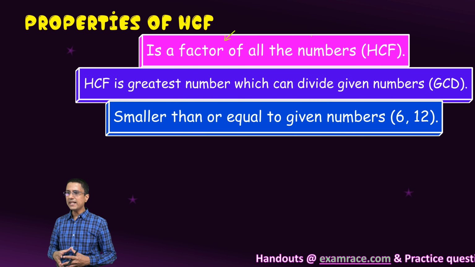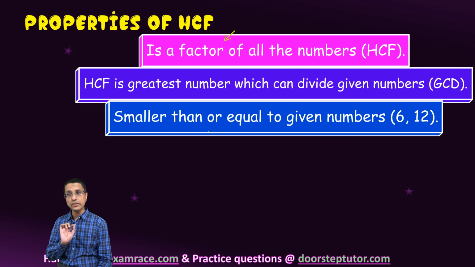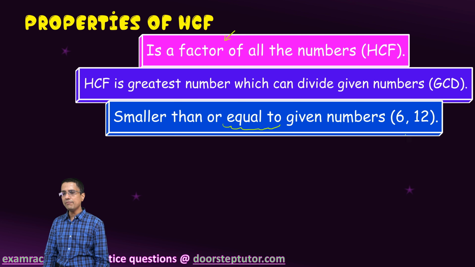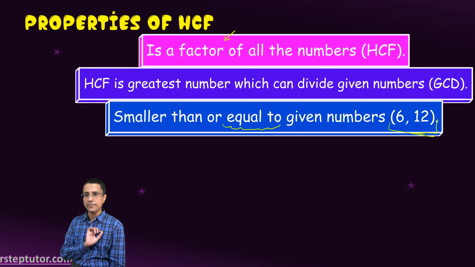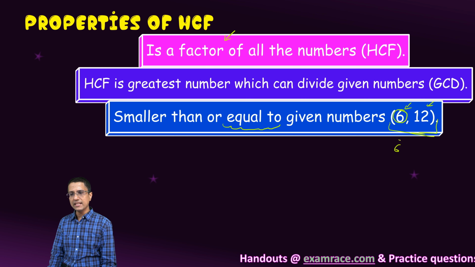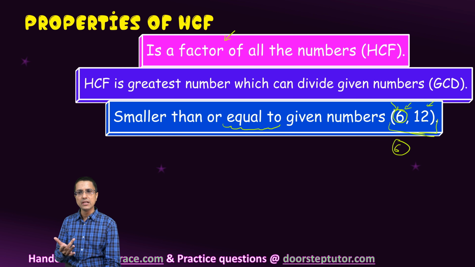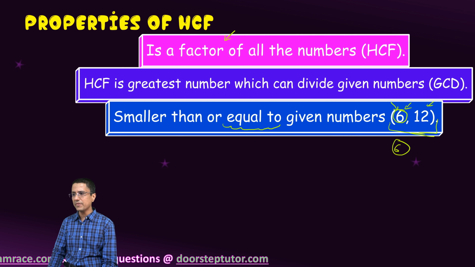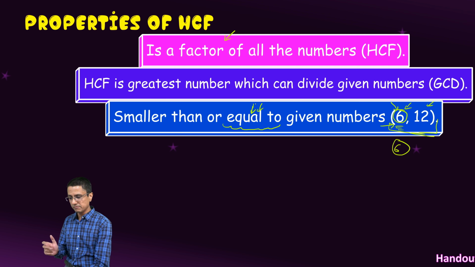The next property is that HCF is always smaller than or equal to the given numbers, right? So equal to is also important. For example, if I have to find the HCF of 6 and 12, I have to find the number which would divide both 6 and 12, and at the same time it is the highest. The answer would be 6. So in this case my HCF is just equal to one of the numbers. 12 happens to be a multiple of 6, and that is why this is happening. The HCF happens to be one of the numbers, so that's why I have to bring in the equal to sign here.